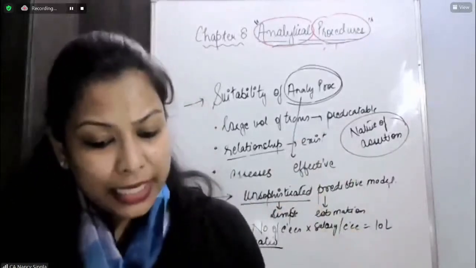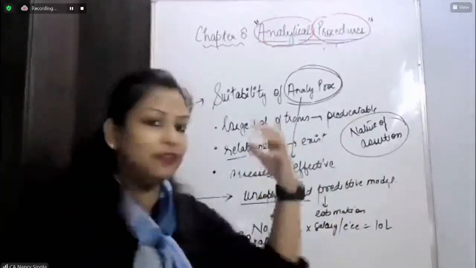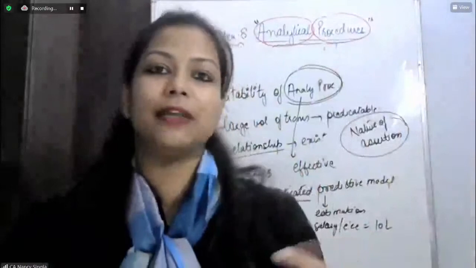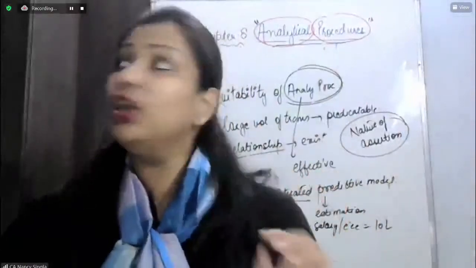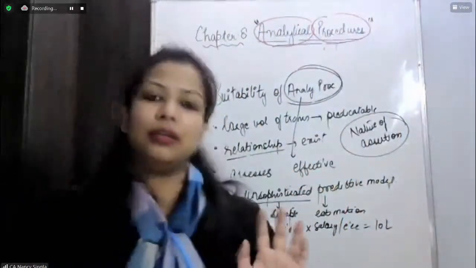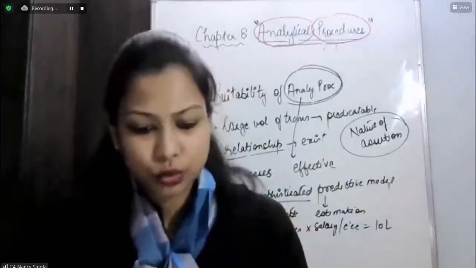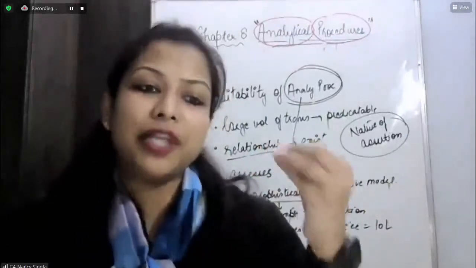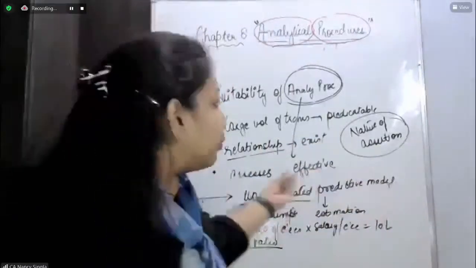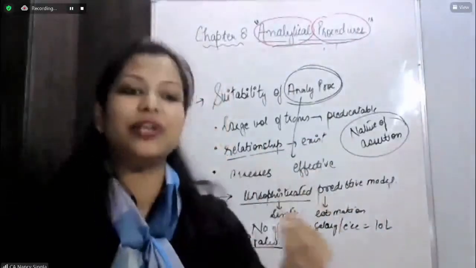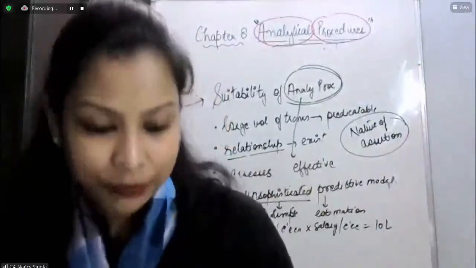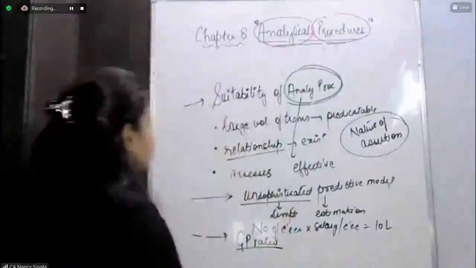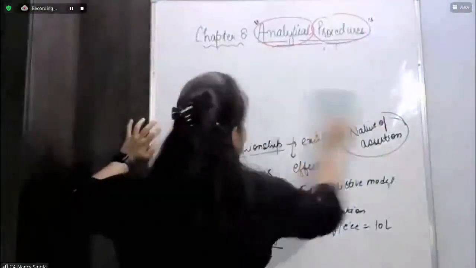Then I asked you, if the internal controls are weak, for example, with respect to sales processing, should the auditor only go by performing analytical procedure? Students are saying no, and the correct answer is no. Why? Because if the internal controls are weak, the auditor will obviously like to check the transactions in detail, because the risk of material misstatement increases. So this was our first topic, suitability of analytical procedure.